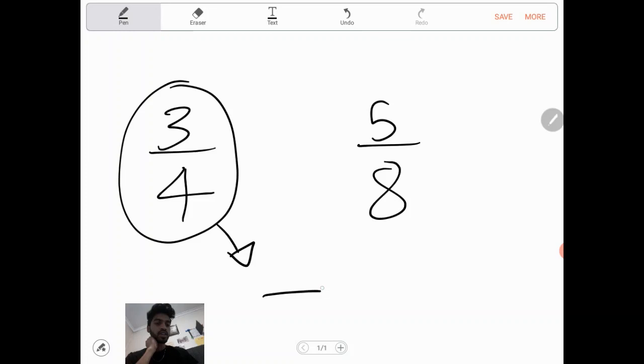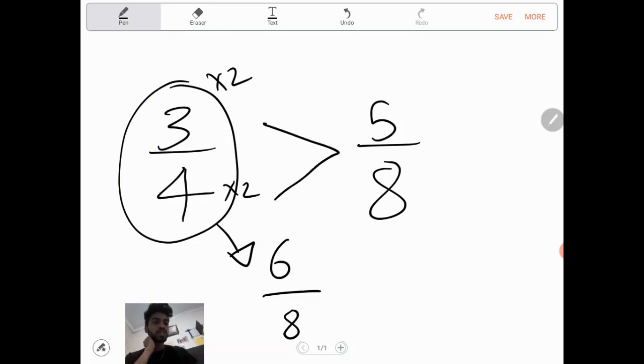Now I covered how to change fractions into another form in a previous video, so if you can't remember, just have a look at the video called find equivalent fractions. Okay, right, so this fraction here, I'm just going to multiply the numerator and denominator by 2. That's going to give me 6/8. Now I just compare 6/8 to 5/8, and I know that 6/8 is bigger, so that means 3/4 is bigger than 5/8.